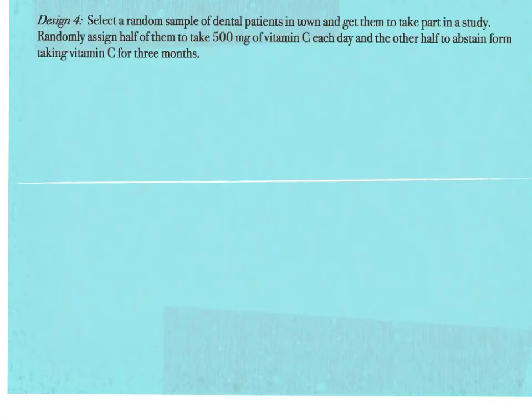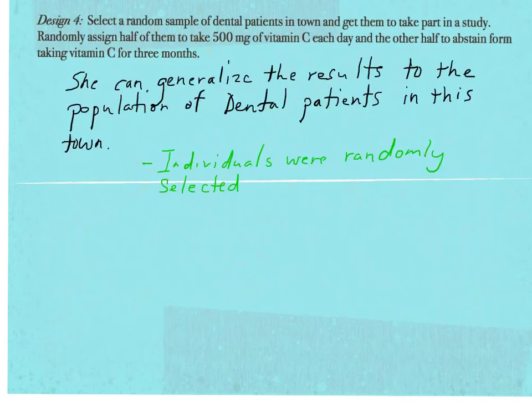Now for the last design, Design 4. The dentist will select a random sample of dental patients in town and get them to take part in a study. She will randomly assign half of them to take 500 milligrams of vitamin C each day and the other half to abstain from taking vitamin C for 3 months. As in Design 3, the random sampling allows the dentist to generalize the results of this study to the population of dental patients in the town. As in Design 2, the random assignment would allow her to conclude, assuming proper control in the experiment, that taking vitamin C reduced the chance of getting canker sores.